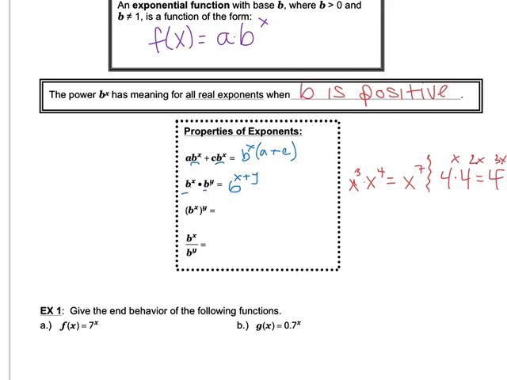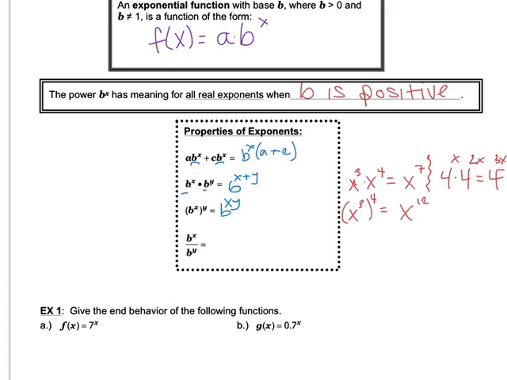All right, the next one is when you have a power raised to a power. So you see we've got b to the x raised to the y, and to simplify that, you would simply multiply the powers together. So that would simplify as b raised to the x times y. And an example of that, say we had x cubed raised to the 4th. That would just be x to the 12th. You multiply a power raised to a power.